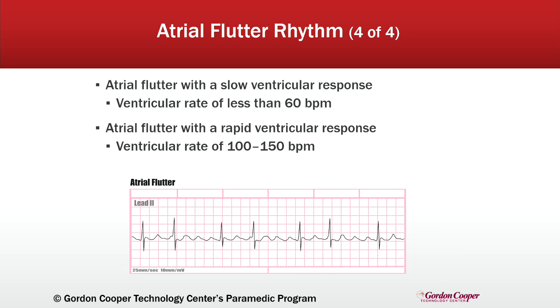Now, atrial flutter with a rapid ventricular response, or RVR: here the ventricular rate is 100 to 150. This occurs when that AV node is allowing more of those atrial impulses to be conducted through to the ventricles, and that results in a faster ventricular rate. So it can be more concerning because the heart is pumping rapidly, and if the ventricles are beating too fast, it may impact the heart's ability to effectively pump blood.